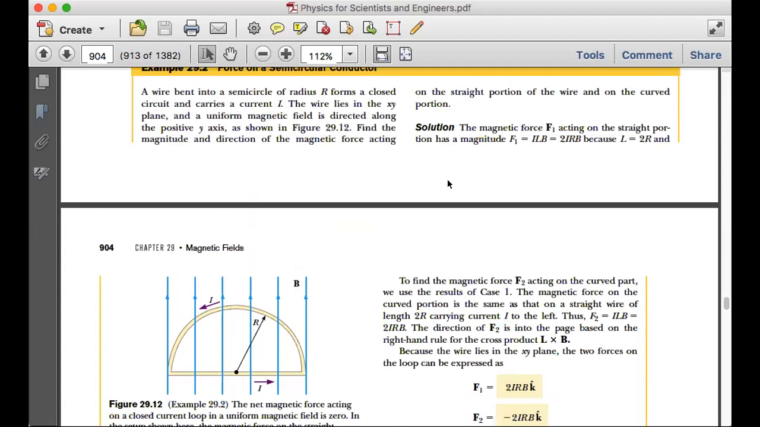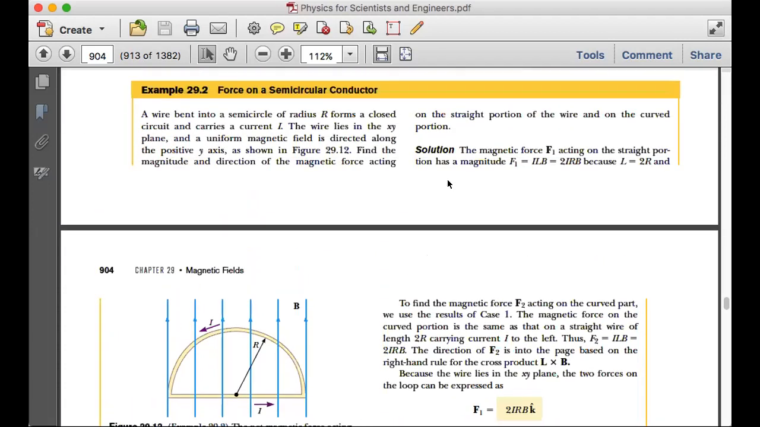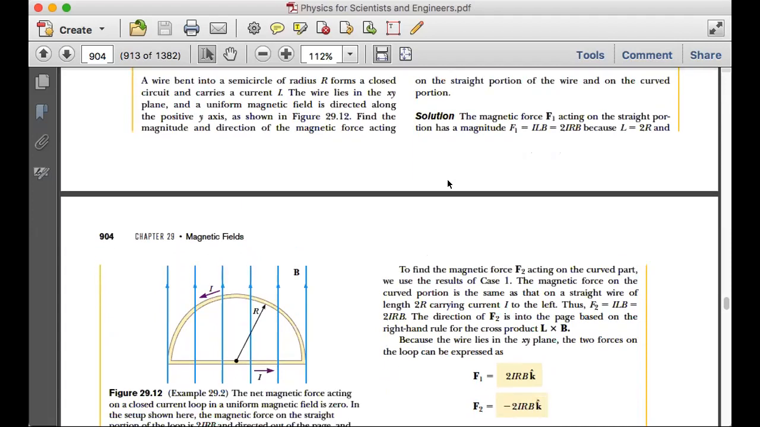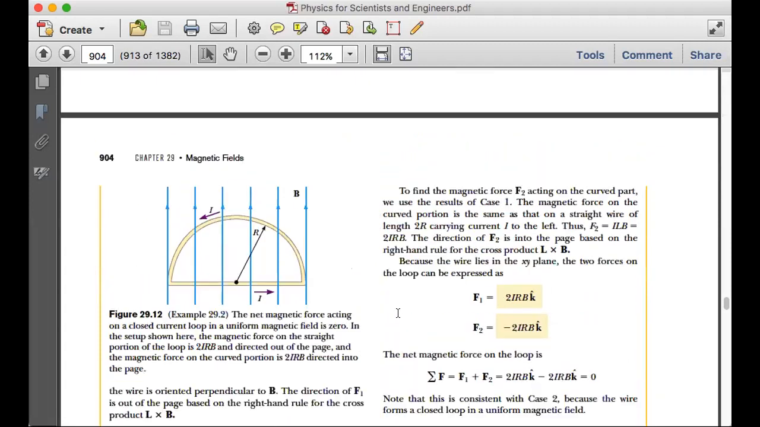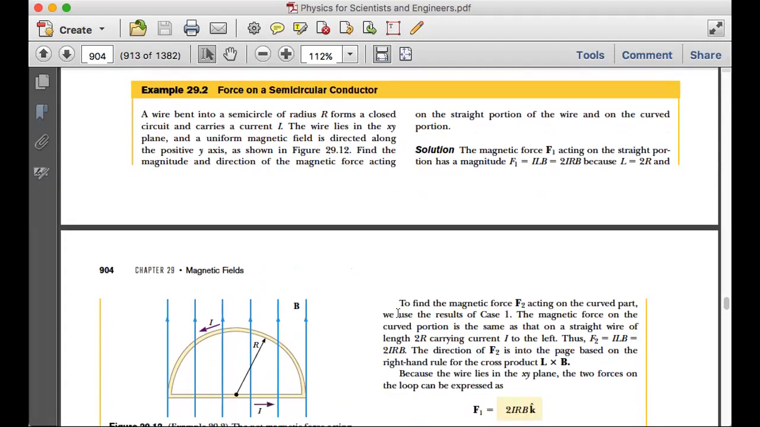Okay, this one, for example, we have a semicircle wire. The radius is R as in the picture. So for example, we have this I flowing through this wire, and we have B from down to up, okay? What about the force on this wire?